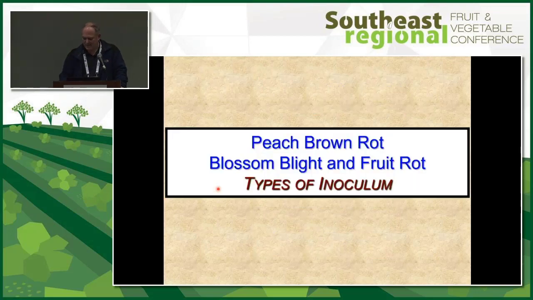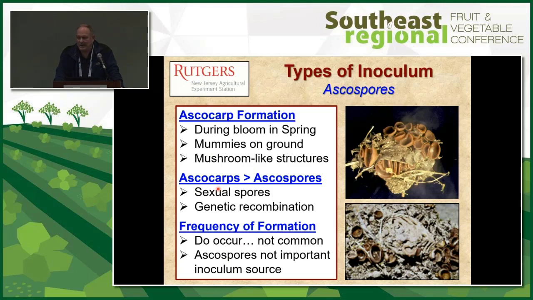Now, types of inoculum, and there are 2 types. The first are the ascospores, which are the sexual spores. Because they result from genetic recombination, every single spore is genetically different. During bloom in spring, the mummies on the ground will start to produce ascocarps, which then produce the spores. They do occur, but it's not very common, and therefore the ascospores are not considered an important source of inoculum in terms of driving the epidemic. So keep that in mind.